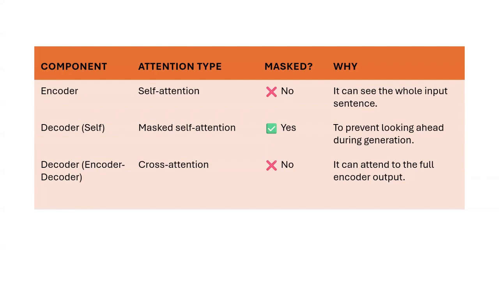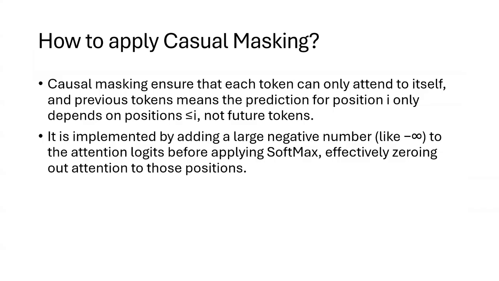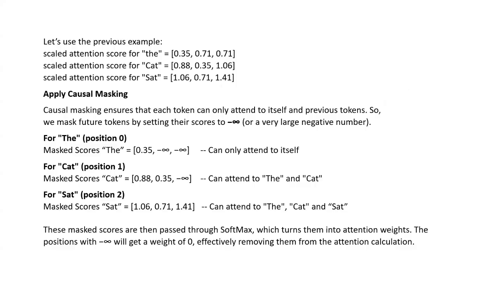How to apply causal masking? This is what we will try to understand, and then everything will be clear. Causal masking ensures that each token can only attend to itself and previous tokens. It means the prediction for position i only depends on positions less than or equal to i, not future tokens. It is implemented by adding a large negative number like minus infinity to the attention logits before applying softmax, effectively zeroing out attention to those positions. Let us see what it is trying to say.